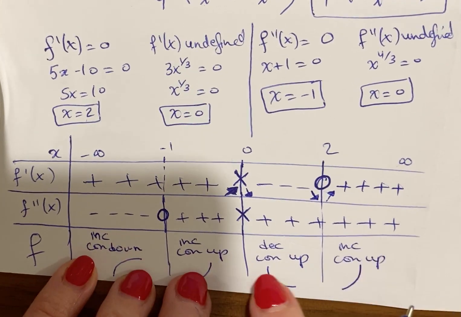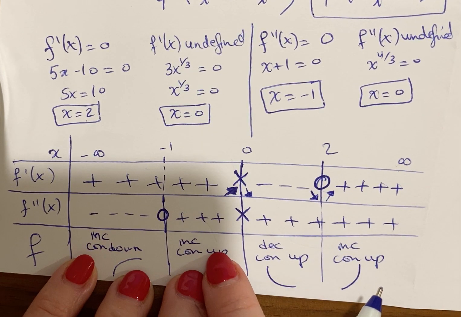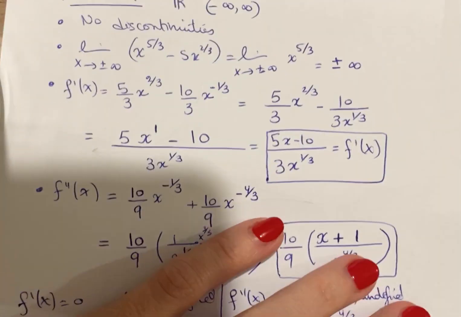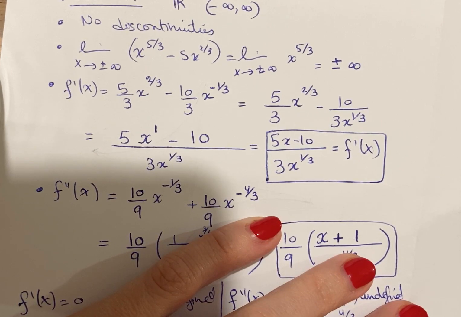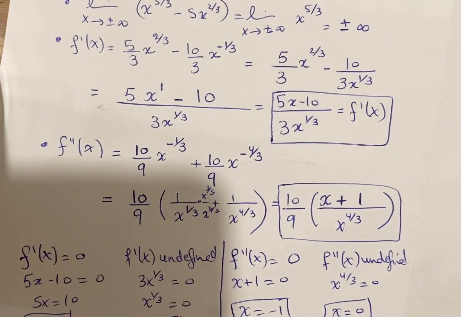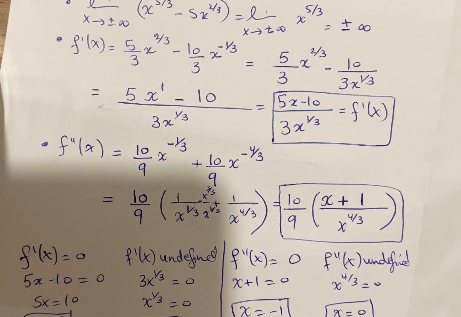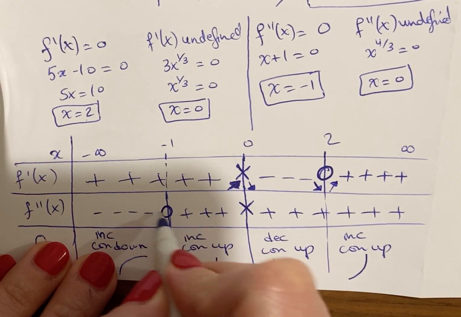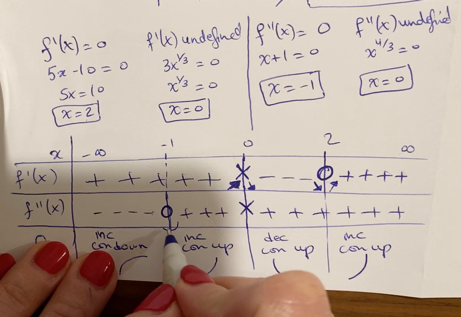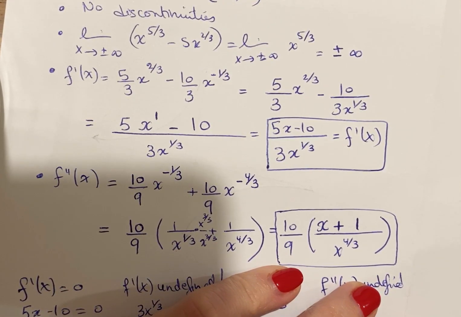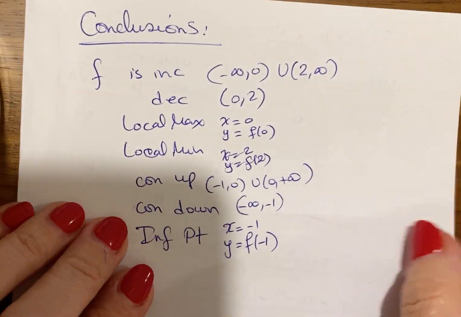The function is concave up from minus 1 to 0 and from 0 to infinity. It's concave down from minus infinity to minus 1. Does it have an inflection point? We have an inflection point when we change concavity from minus to plus, so we have only one inflection point here. It is at x equals minus 1, and we need to find the y value, which is f at minus 1. You see the conclusion?